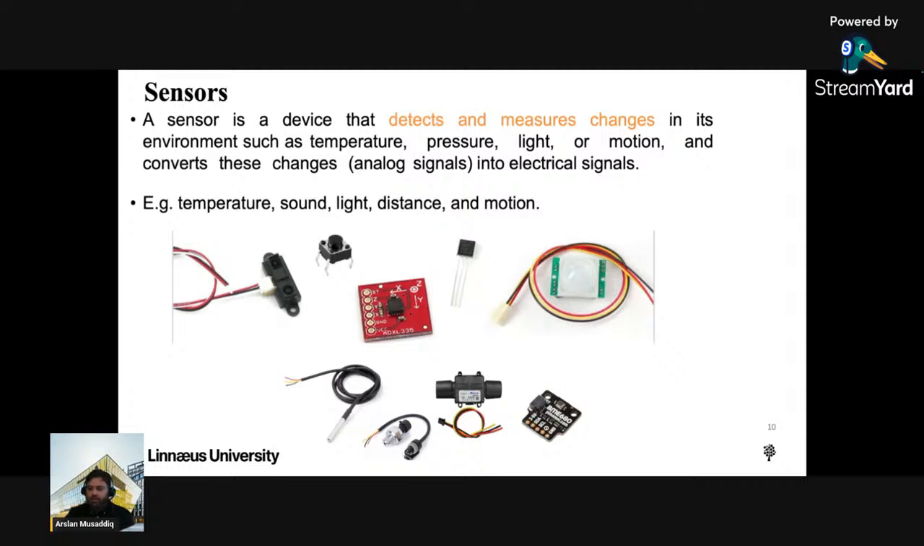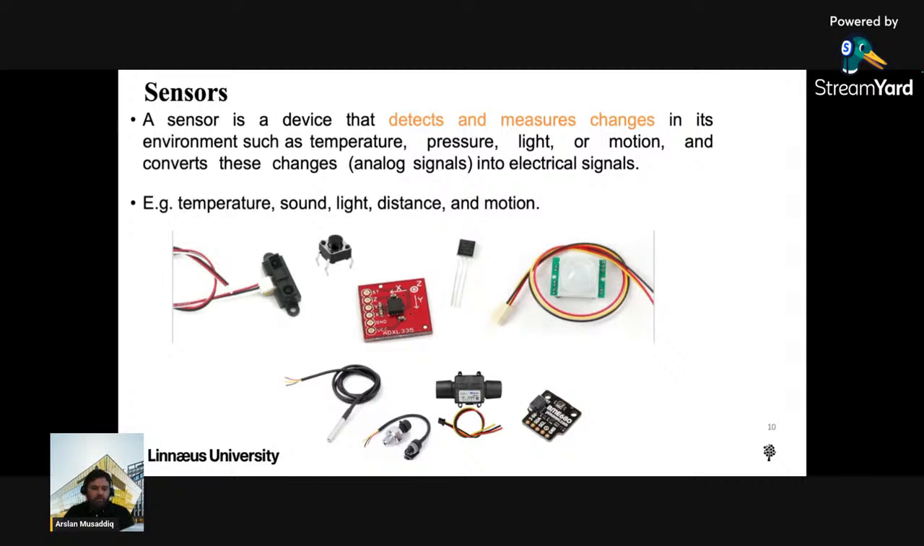For example, if we take the temperature sensor example, in a smart thermostat it measures the ambient temperature and sends the data as an electrical signal to the system. Similarly, a motion sensor detects movement, and a light sensor measures the intensity of light in a room. Here you can see some sensor images. Some common examples of sensors used in IoT are temperature sensor, sound sensor, light sensors, or distance or motion sensor.